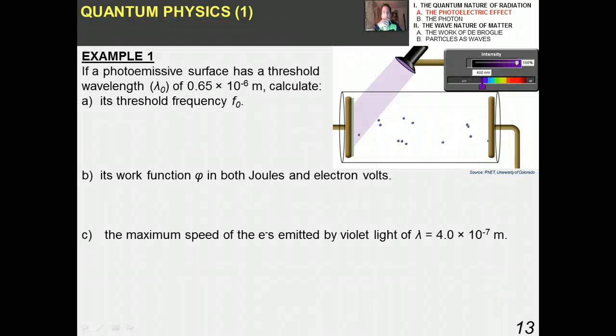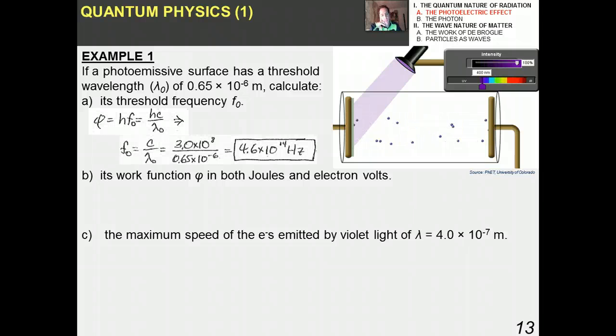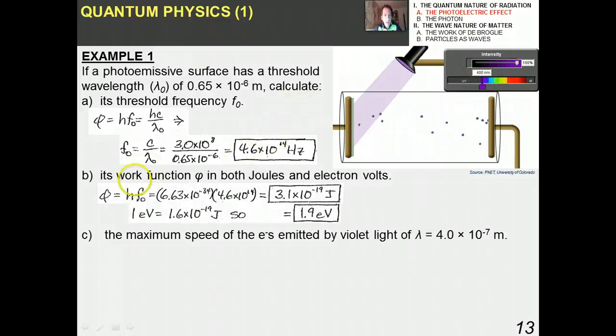All right. Let's do a couple of examples. Okay. Go ahead and read this example. Pretty simple one. Okay, so a photoemissive surface has a threshold wavelength as given. Calculate its threshold frequency. Well, that's pretty straightforward. Again, hf naught is hc over lambda naught, and I got 4.6 times 10 to the 14 hertz. Okay, its work function, I got 1.9 electron volts. All right. So again, the work function is hf naught. Okay, and remember how I said the work function is characteristic of the substance used? Well, every substance also has its own particular critical frequency that's different than another substance, another photoemissive surface.